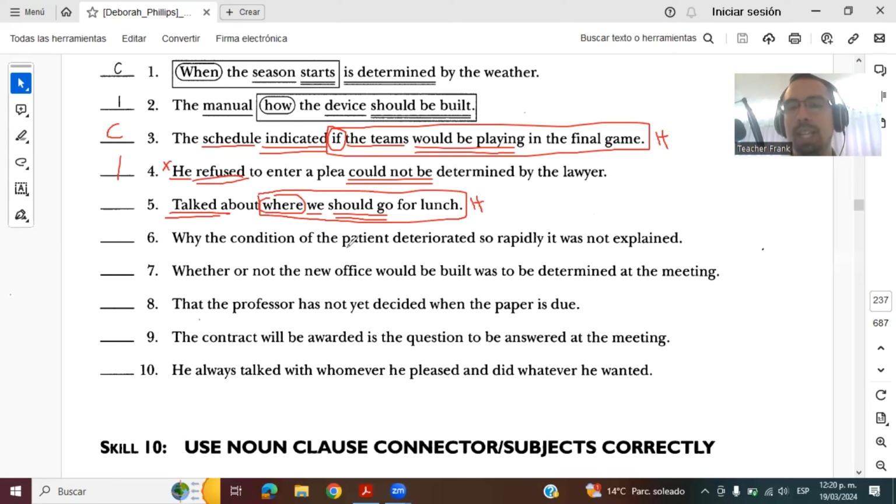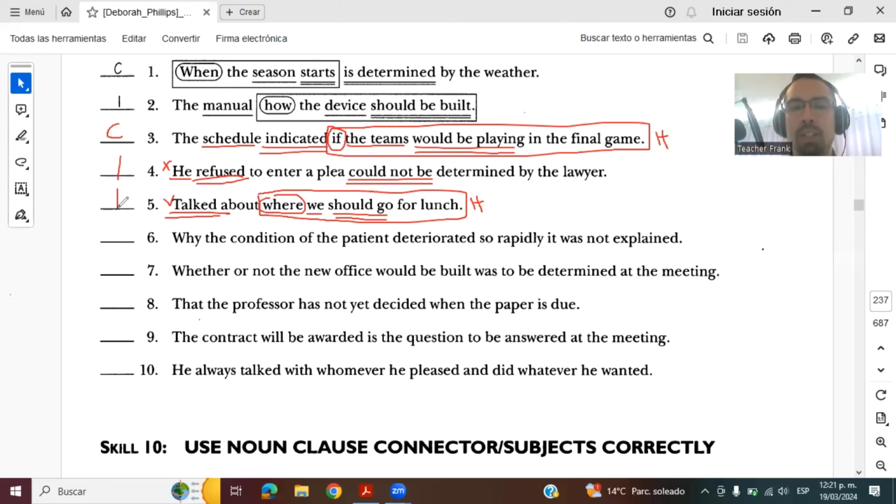But what is the mistake here? The problem here is that we don't have a subject, right, for talked. So we're missing a subject. It could say, we talked about it. We talked about where we should go for lunch. They talked about, he, she, right? We need a subject. So it's incorrect.